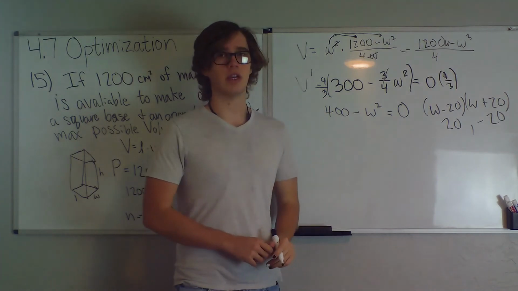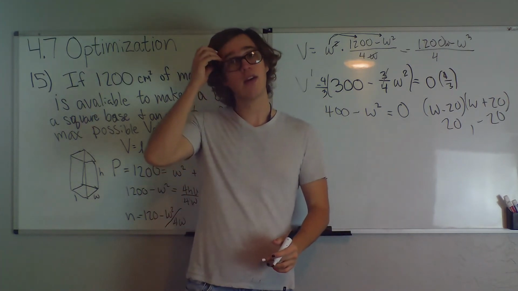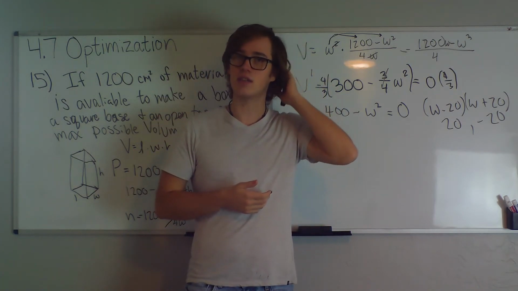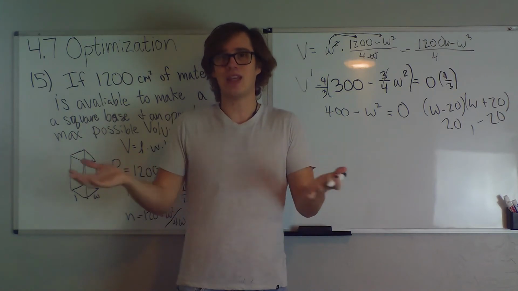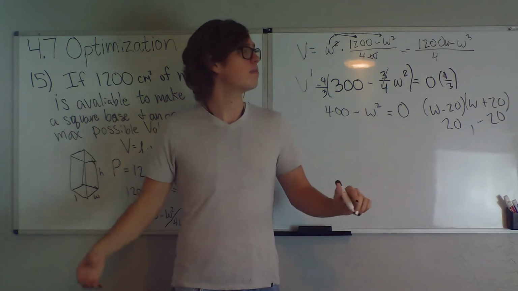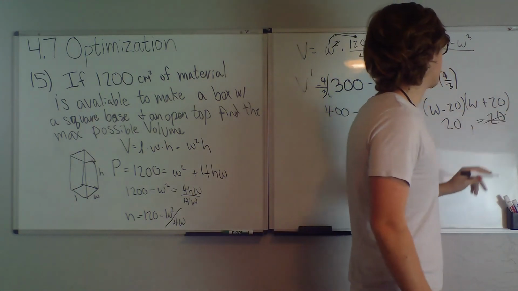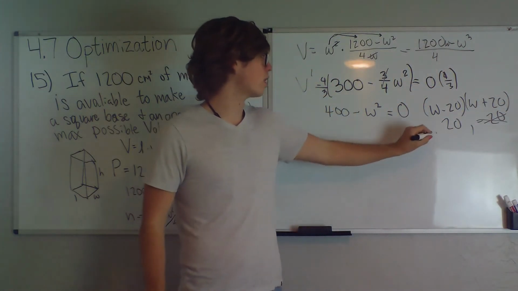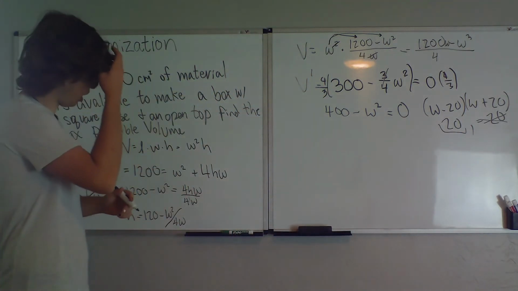So then, normally, we'd have to check which one works. Well, here it's pretty obvious. Just 20 works, because we can't have a negative distance, a negative width. What is a negative width? It doesn't really have a definition. I mean, maybe in physics, I don't know. But for our purposes, it's not defined, so we're just going to take our width to be 20. Okay, well, where do we go next?